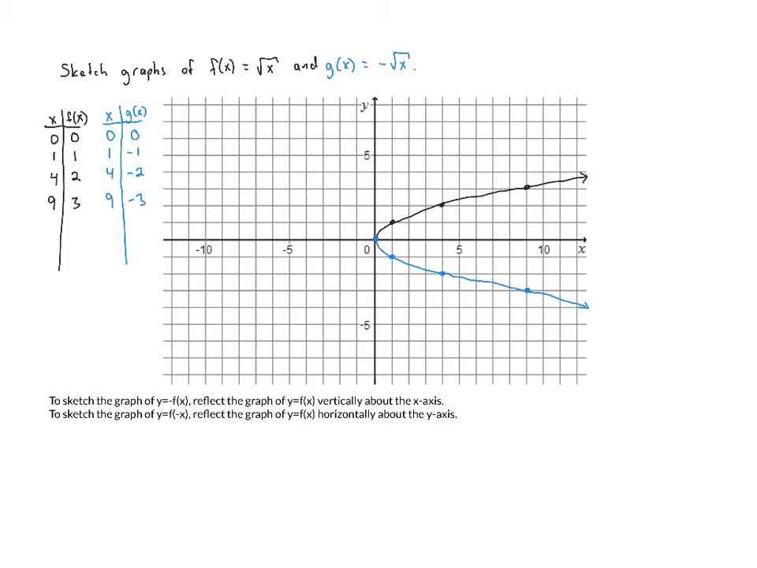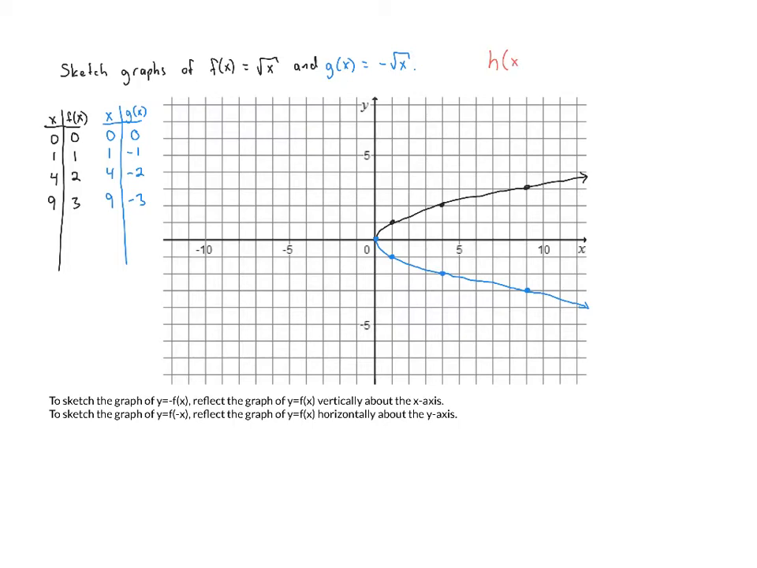To sketch the graph of y equals negative f of x, reflect the graph of y equals f of x vertically about the x-axis. So we've taken this graph and we're reflecting it, we're looking at the mirror image about the x-axis. It's a vertical reflection because all of the points are moving vertically. Now, if, on the other hand, we were sketching the graph of y equals f of the opposite of x, if the negative moves inside the function, so in this case it would be inside the square root. For the example of f of x equals x squared, it would be inside the thing being squared. Then we reflect the graph horizontally about the y-axis. And that's exactly what we're going to do with our next example.